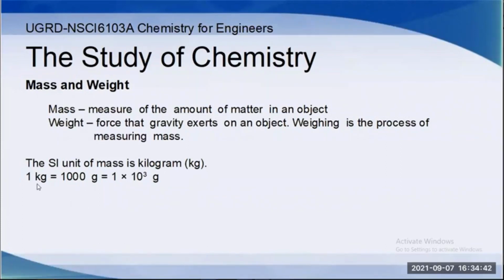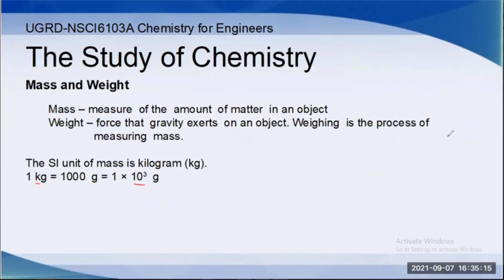Okay, so 1 kilogram is equal to 1,000 grams or equal to 1 times 10 raised to 3 grams. Okay, hopefully there's a little bit of a memory in there regarding our prefixes for scientific notation. Okay, so some of the most popular is kilo, which is 1,000, mega, which is 1 million, giga, which is 1 billion.